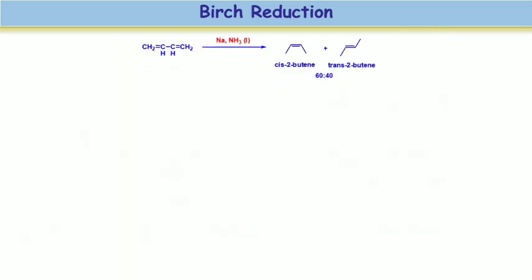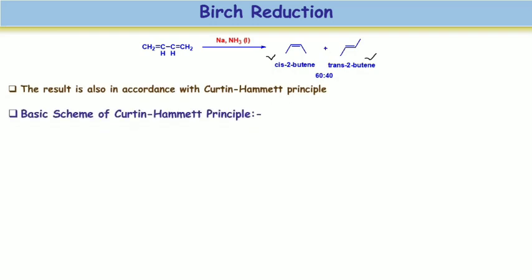Experimentally, it is found that butadiene in Birch reduction provides cis-2-butene as a major product and trans-2-butene as a minor product. This result is also in accordance with the Curtin-Hammett principle. So before going into that, let's have a look at the basic scheme of the Curtin-Hammett principle. If we have A and B which are in equilibrium, so that A and B can interconvert to each other, now A can give product C and B can give product D.